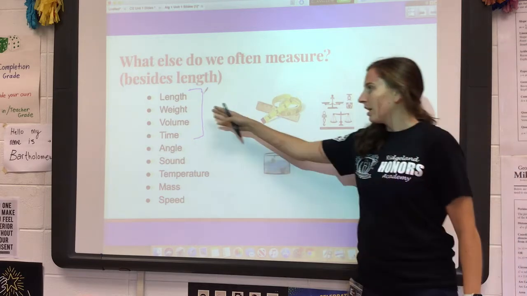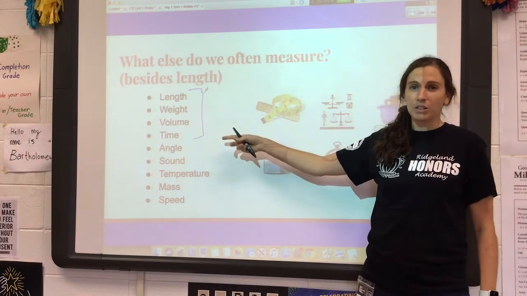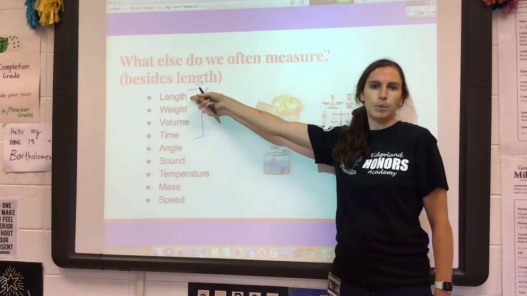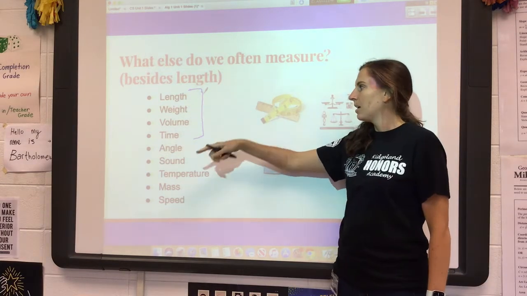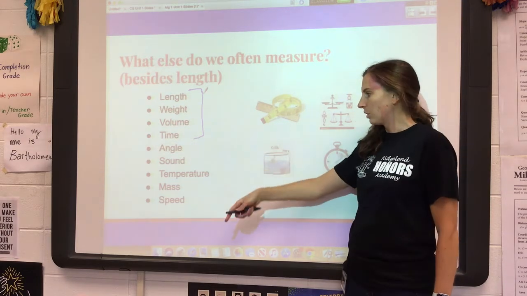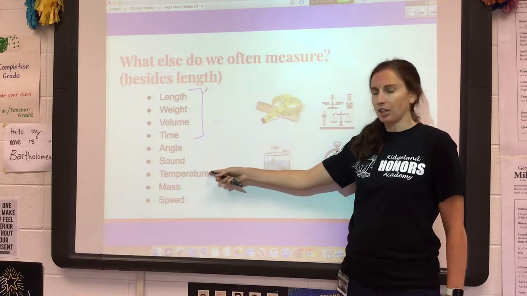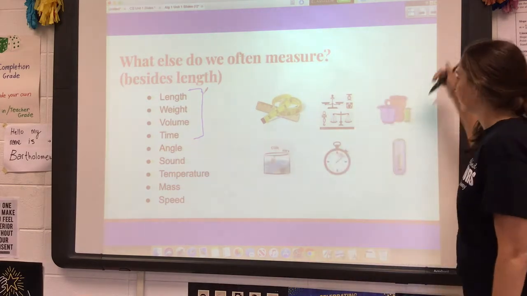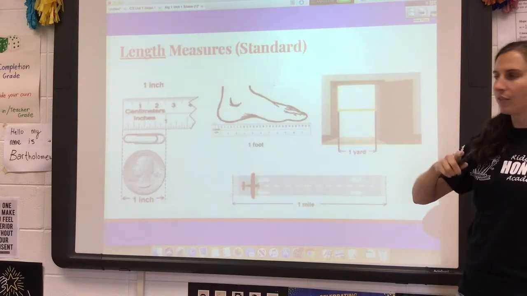And each one of these usually has many different ways you can measure it. For example, with length, we've got the metric system and we have the standard system. With angles, you have different ways to measure angles. With temperature, you've got Celsius and Fahrenheit, so even within these, you have some variation. Hence the need for conversions.